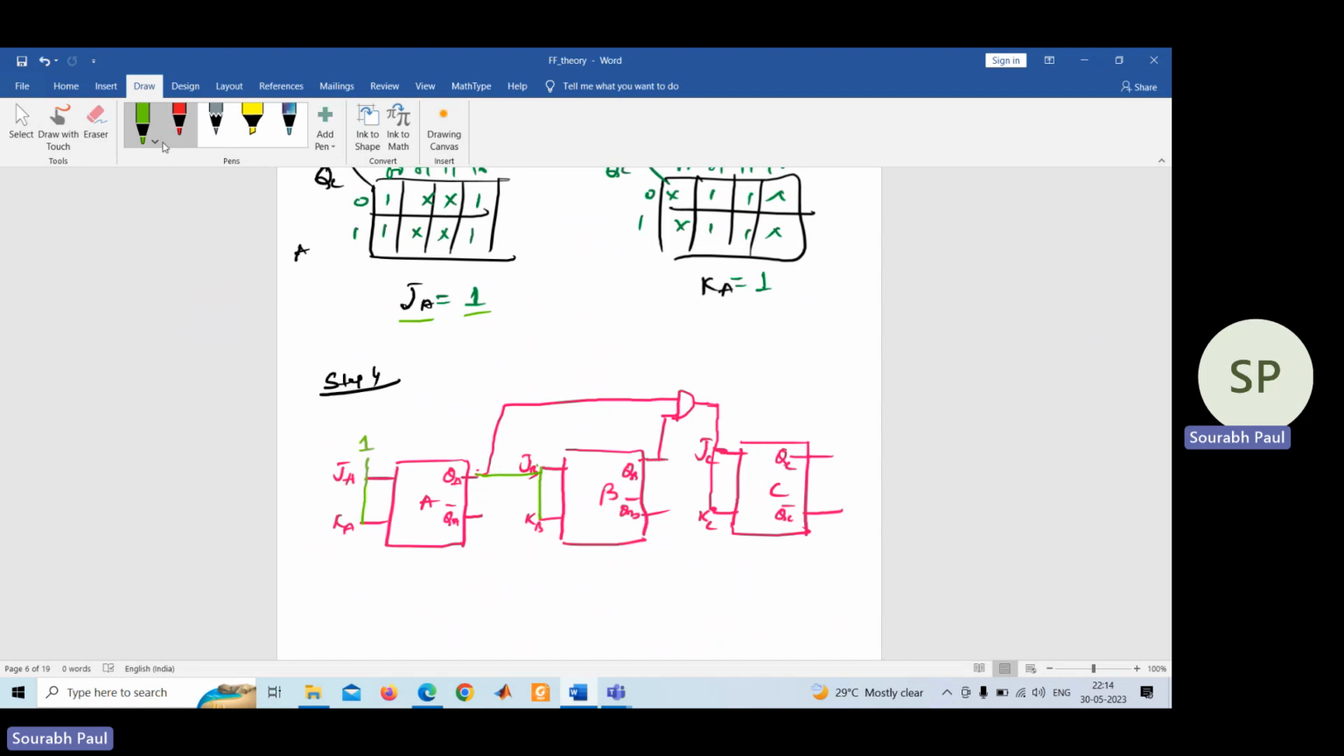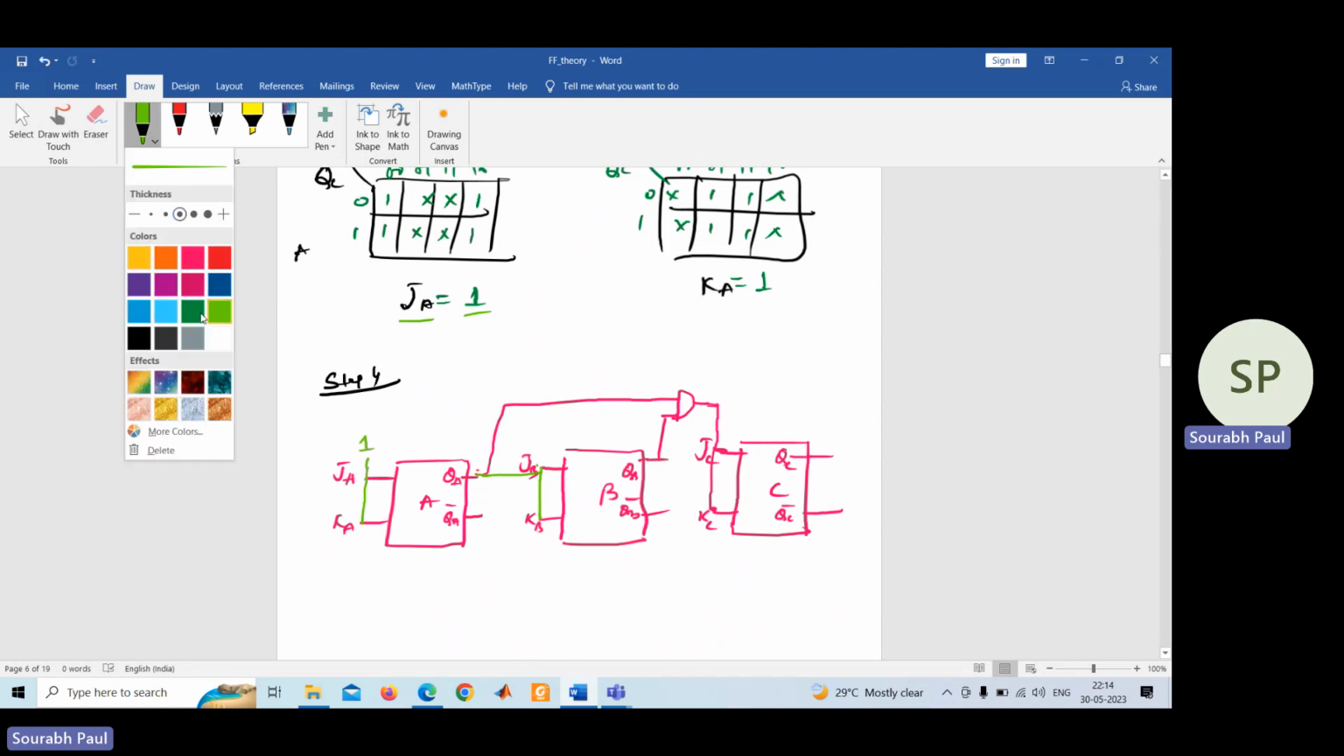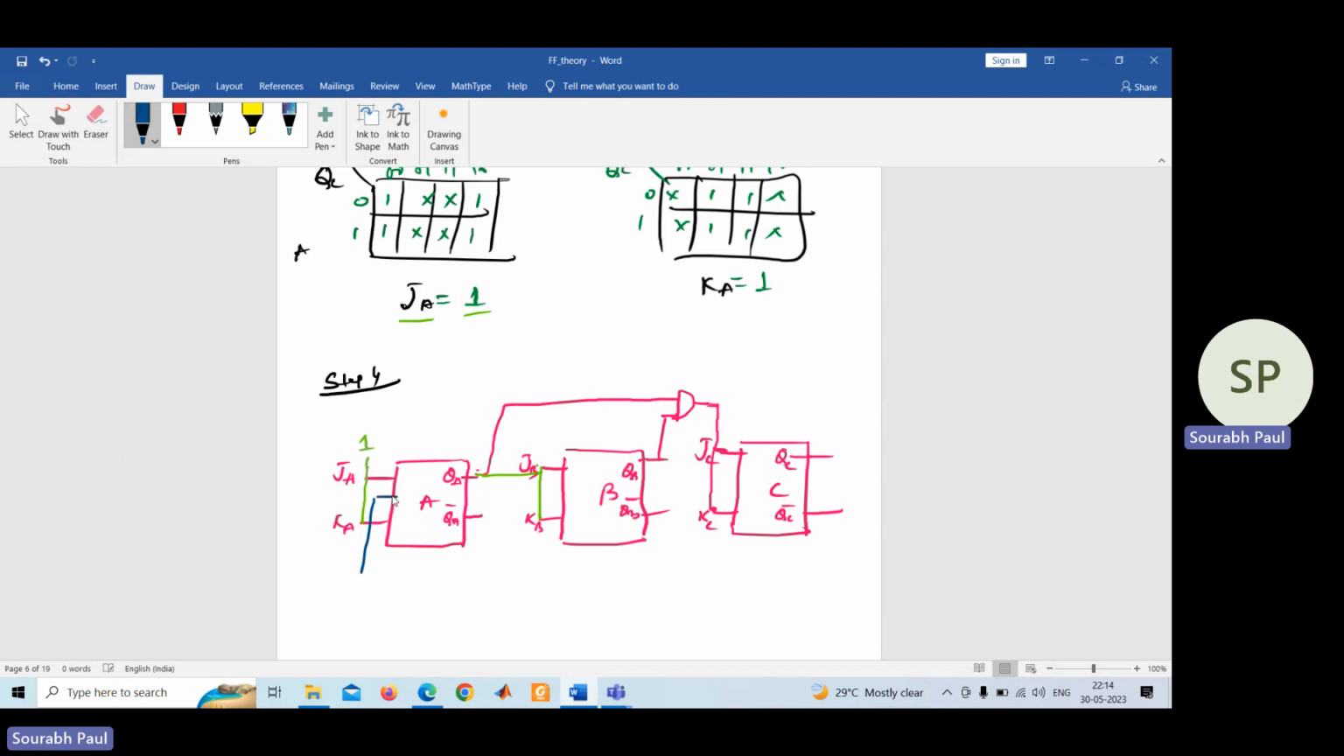Now one more thing we need to give in the circuit that is very important: the clock. You need to apply the clock to each of the flip-flops, because it's a synchronous counter. So your external clock has to be given to each of the flip-flops simultaneously. Okay, so this is the design of a 3-bit up counter using JK flip-flops. Thank you.